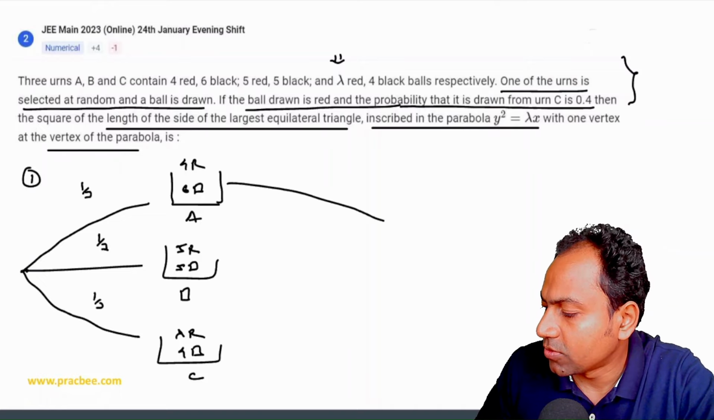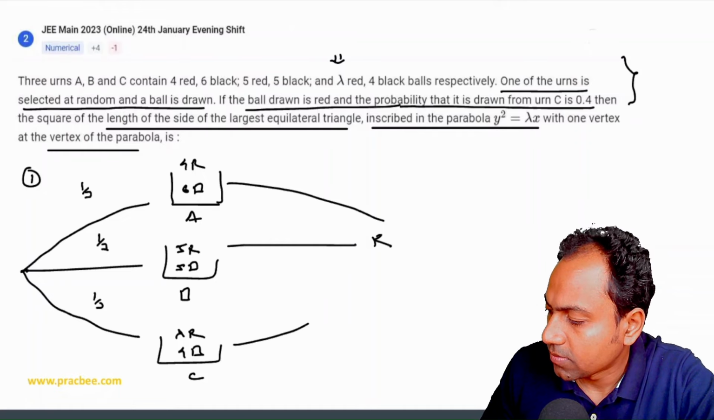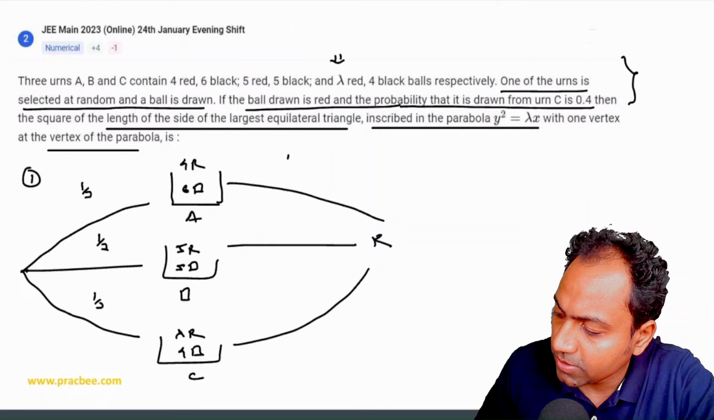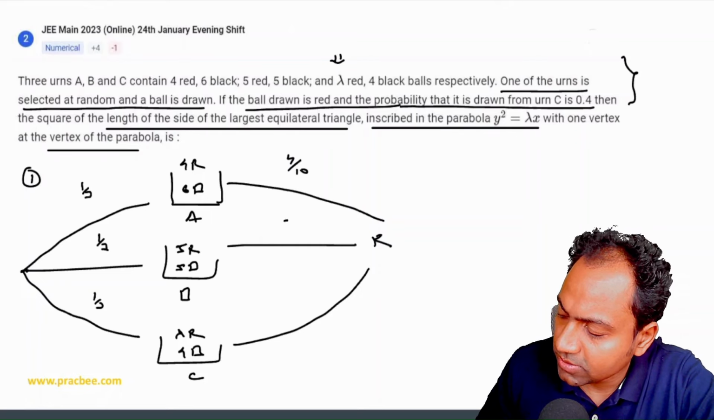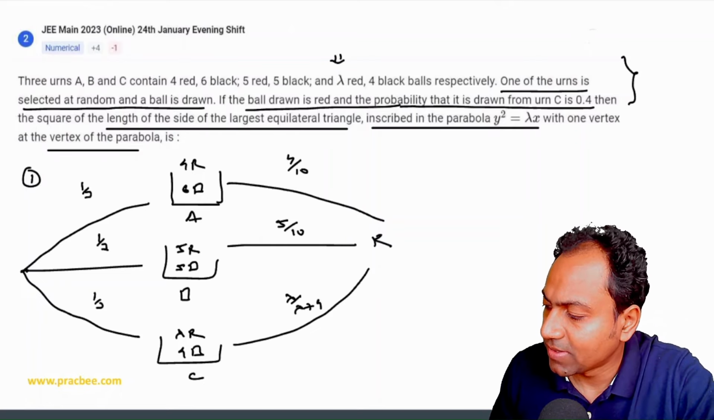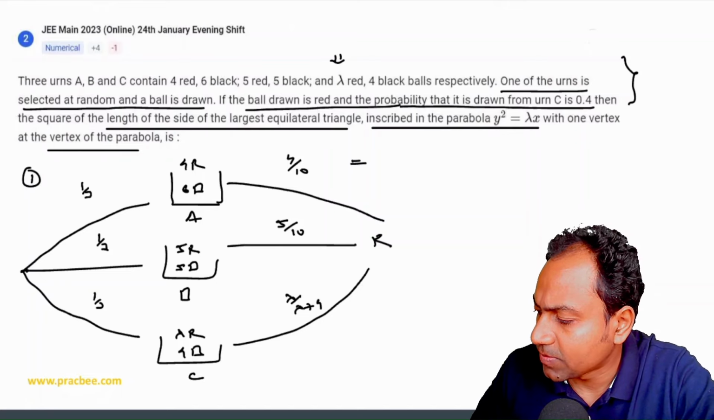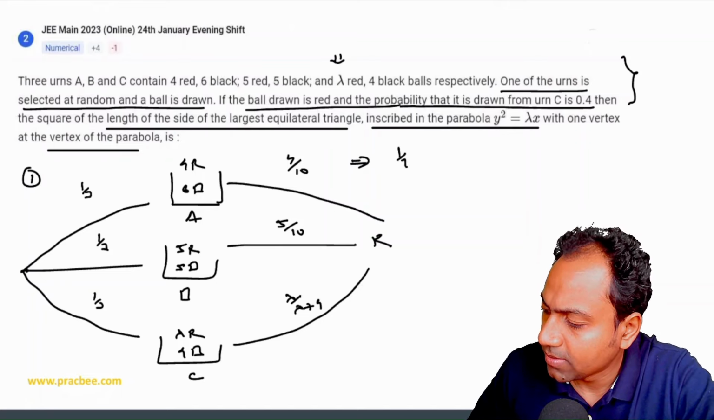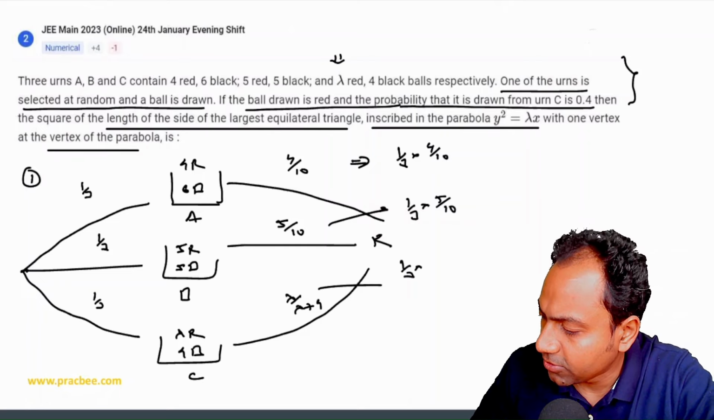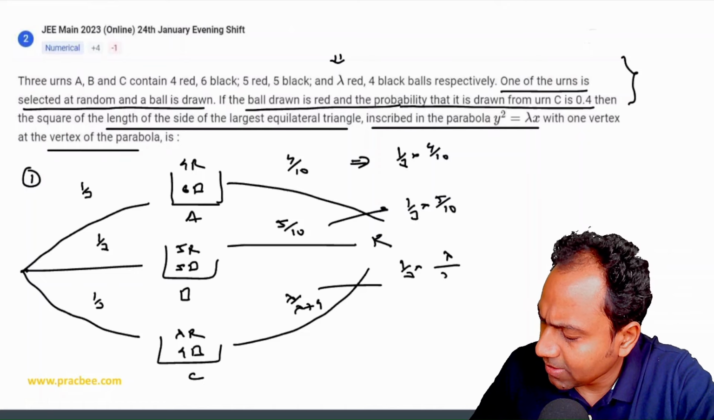And after that they want to choose a red ball out of it. So corresponding to the first part, the probability would be nothing but 4 by 10. The second one would be 5 by 10, and the third one would be lambda by lambda plus 4. Now corresponding to this path, the probability is 1 by 3 into 4 by 10. Corresponding to this path, it is 1 by 3 into 5 by 10. And corresponding to this last path, it is 1 by 3 into lambda by lambda plus 4.